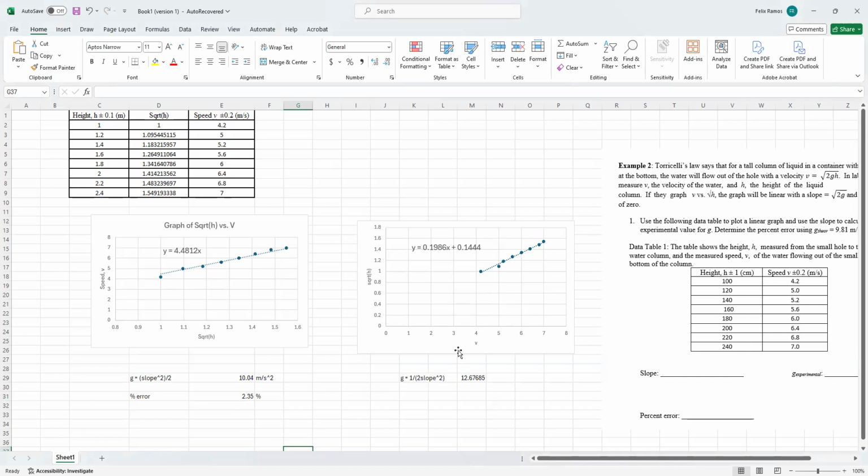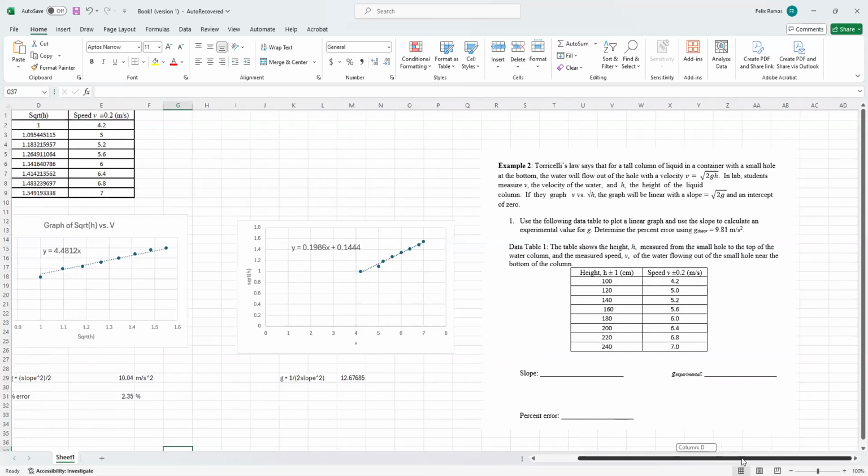Now, what happens if you graph the speed in the x-axis and the square root of the height in the y-axis? Well, the formula to calculate g will change completely. Why? Because now g will be 1 over 2 times the square of the slope, right?